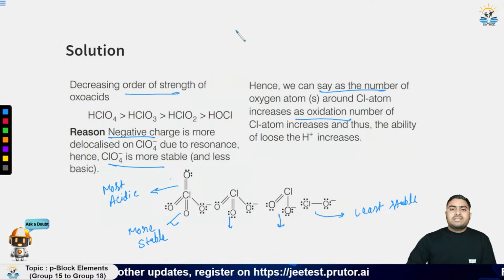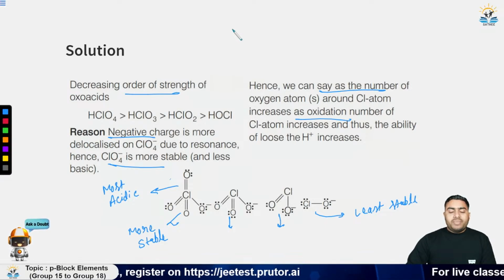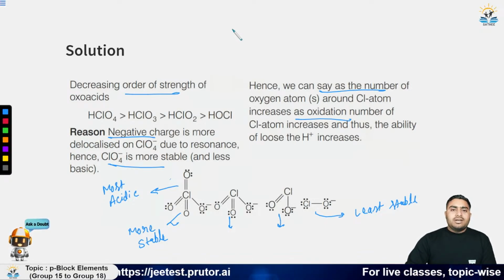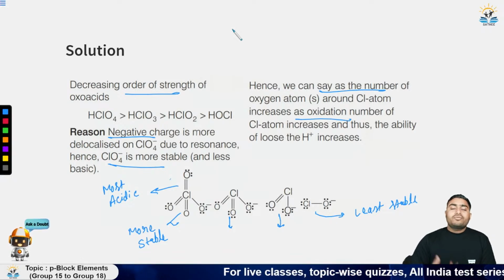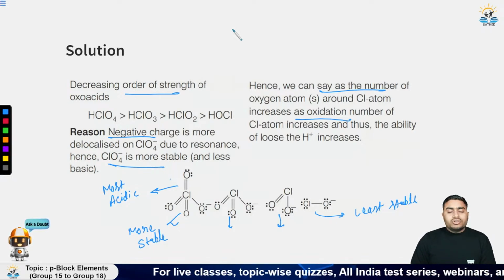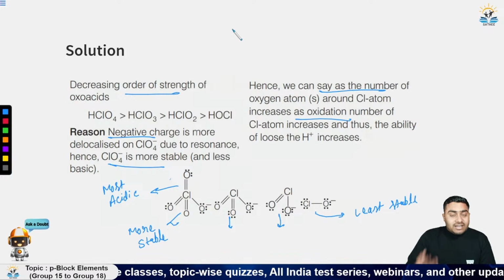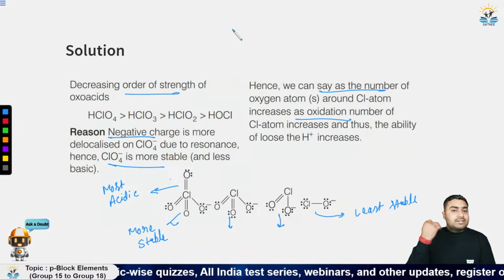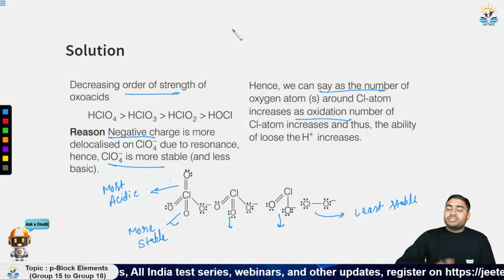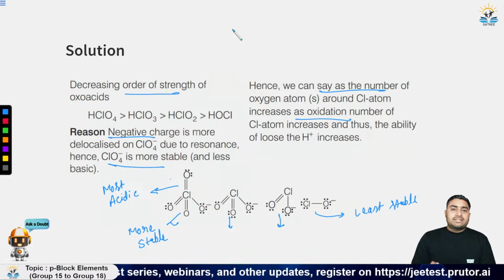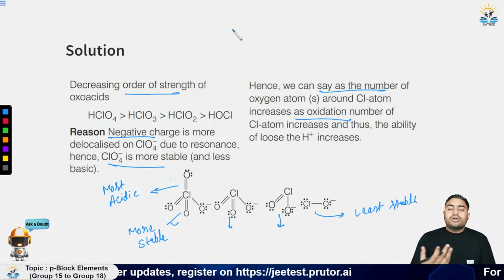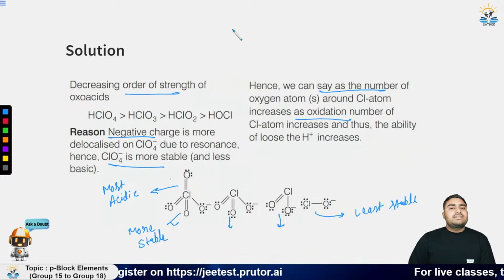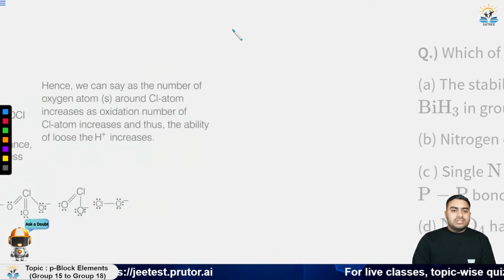So in simple words, we can say the acidic nature depends on the stability of the conjugate base. The more stable the conjugate base, the more acidic, because it will release H positive ions very quickly. But if the conjugate base is less stable, then the ease of release of H positive ion is less. Okay, that's all about the second question.